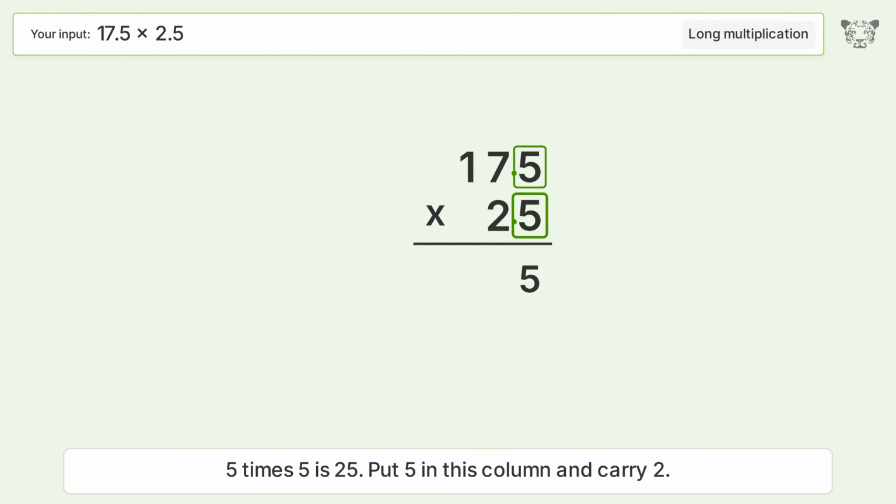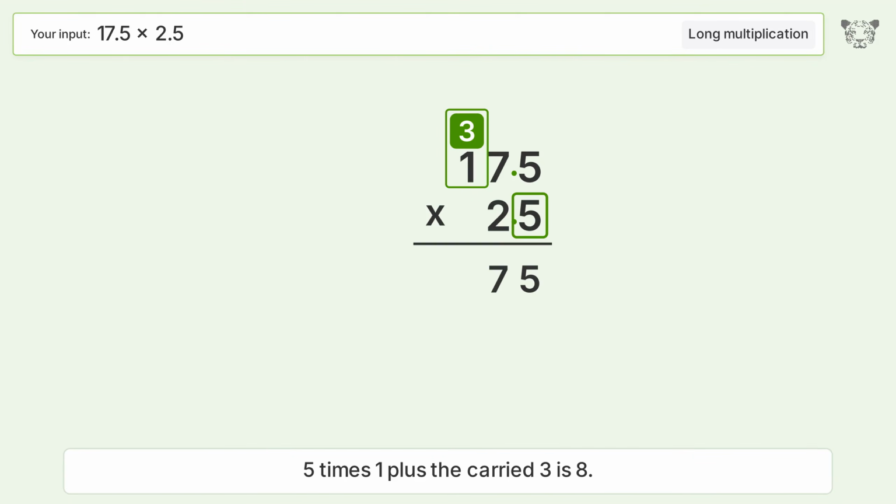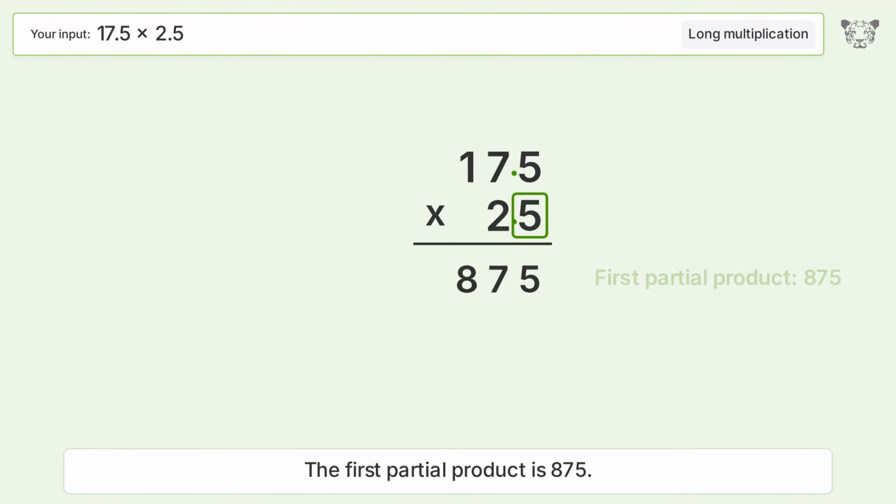Put 5 in this column and carry 2. 5 times 7 plus the carried 2 is 37. Put 7 in this column and carry 3. 5 times 1 plus the carried 3 is 8. The first partial product is 875.